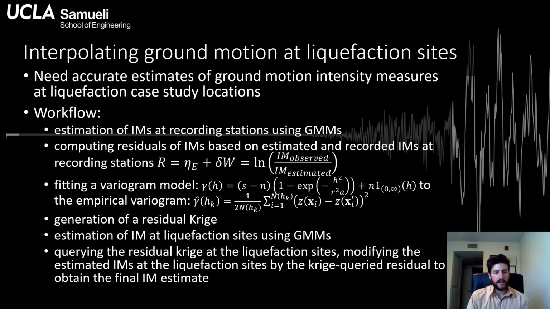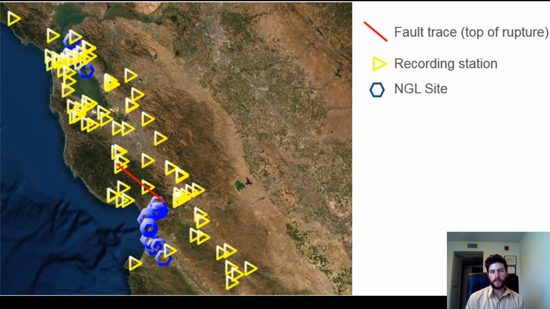And the final step then is to look at the liquefaction sites that we're interested in, compute the estimate of the intensity measure using the same ground motion models we started out with, and then querying that residual Krig at those liquefaction sites and modifying the estimated intensity measures using the Krig queried residual to get a final intensity measure estimate. So I'm going to go through an example using the Loma Prieta earthquake.